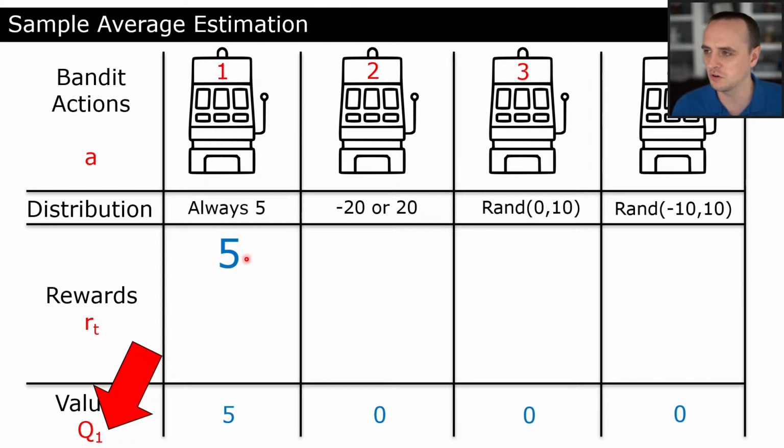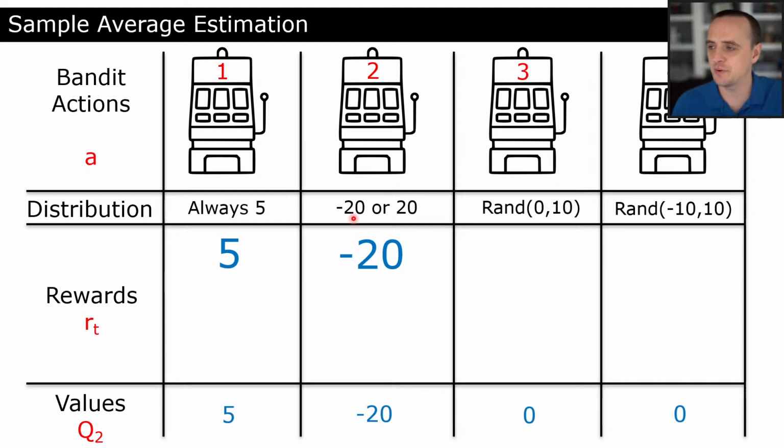And since we only have 1 reward, we've only played it once, so it's 5 divided by 1, which is 5. Pretty easy. We pull this slot machine next, and we happen to get minus 20, right? So we get minus 20 divided by 1, we get our minus 20. Then we pull this one, let's say we get a 4. So now 4 divided by 1 is 4. Now we use this one. Oh, we get an 8. So 8 divided by 1 is 8, right?